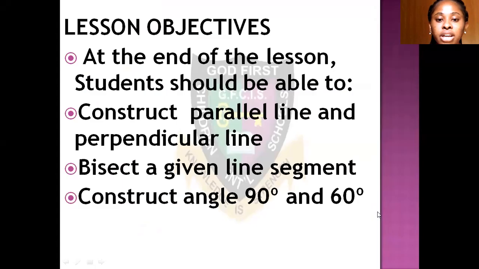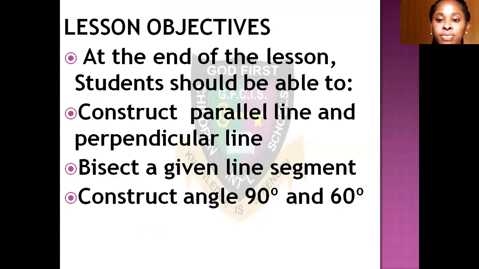Today's topic will be discussing construction. We want to look at how to construct a parallel line, a perpendicular line, and angles, 90 degrees, 60 degrees. So let us put our lesson objective for today. At the end of today's class, the students should be able to: one, construct a parallel line; two, construct a perpendicular line; three, bisect a given line segment; four, construct an angle of 90 degrees and 60 degrees.